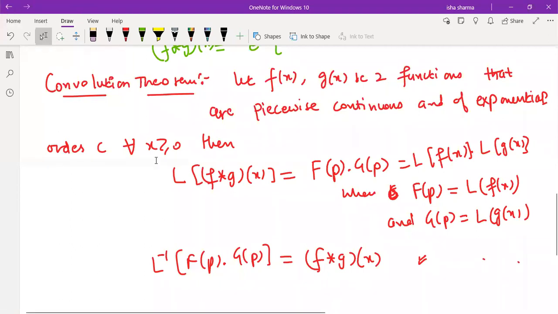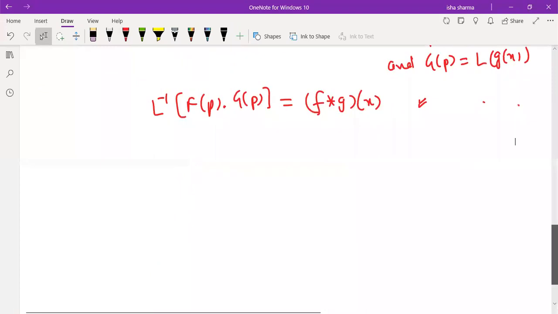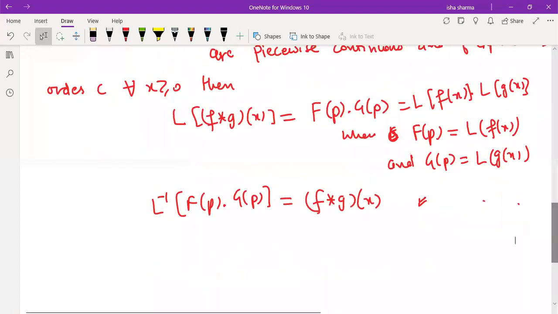Is the statement clear to everyone? That we do have a function like this. Now I'll do an example and it will be clearer.